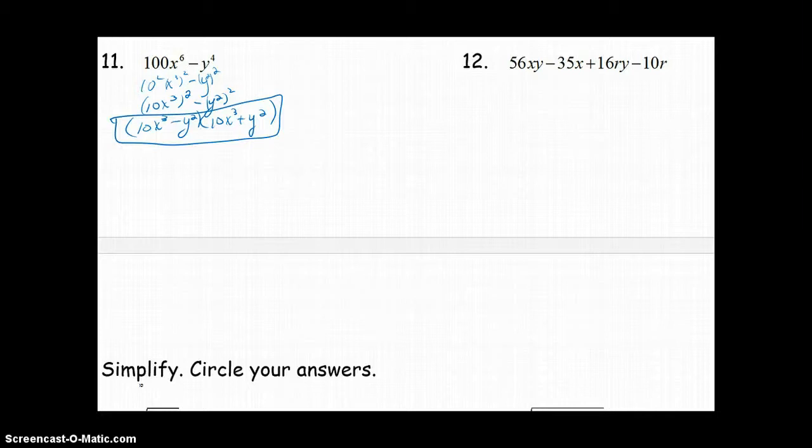Our final problem for factoring gives us 4 terms and asks us to factor. If it gives us 4 terms, we should automatically snap to grouping. We want to factor out the GCF from the first 2 terms, and then look at the second 2 terms and factor out the GCF from those 2. The first 2 terms, we pull out a 7x. We are left with 8y minus 5. My second 2 terms, I can pull out a positive 2 and an r, leaving 8y minus 5.